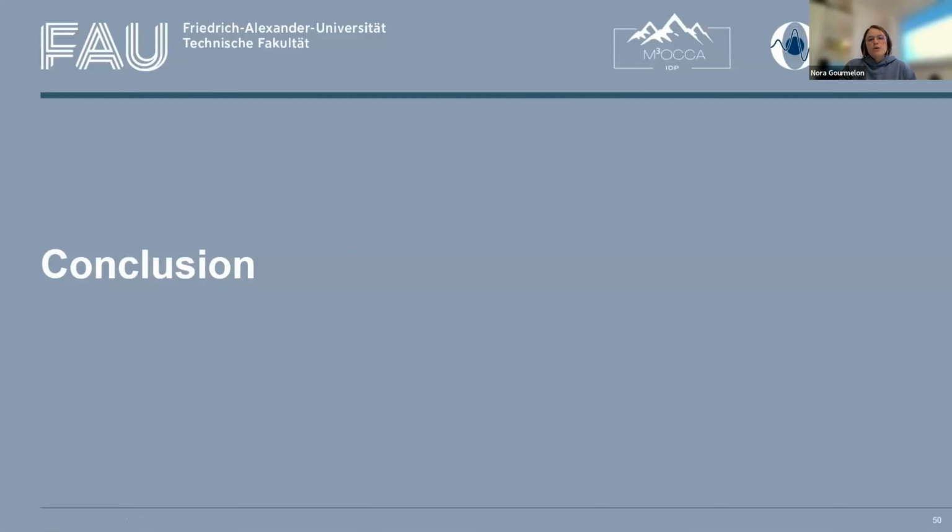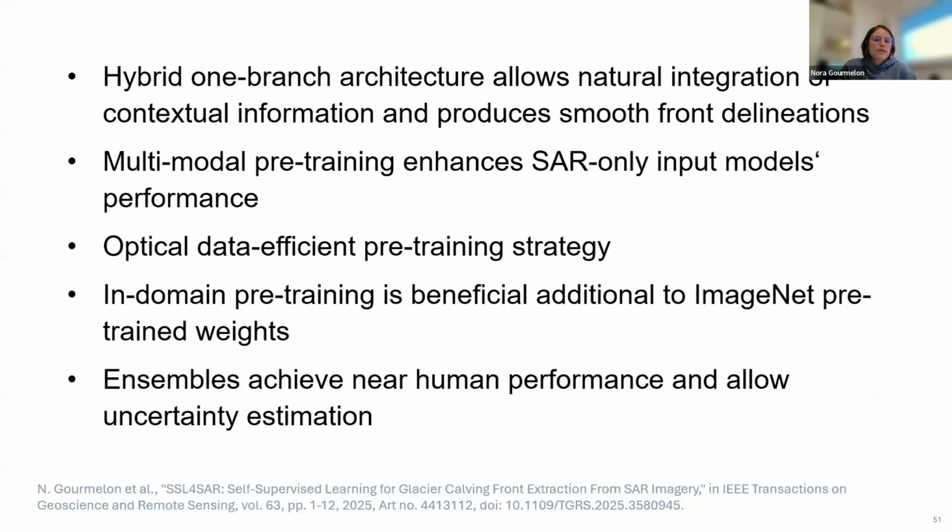All right, so let's conclude. We have a new hybrid one-branch architecture, which allows us to integrate contextual information very naturally. So we just input a large patch and take the inner part of the output. And due to it being hybrid, we also get smooth front delineations.